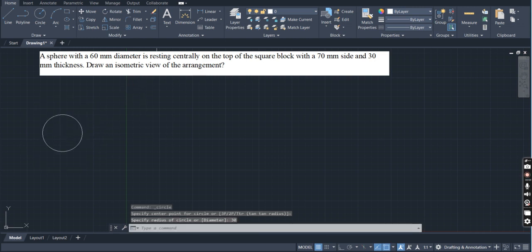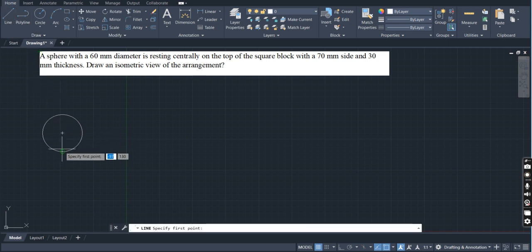After that, the sphere is resting centrally on top of the square block, right? So go to line and select its quadrant. From this point it is a square block with 70 mm side, right? So this is the center point. Through this center point, 35 towards the left, 35 towards the right, enter.